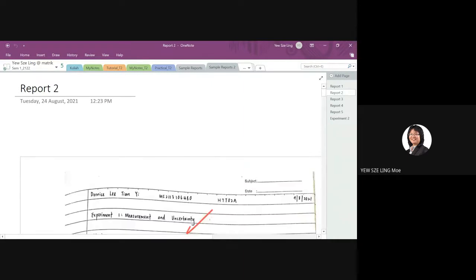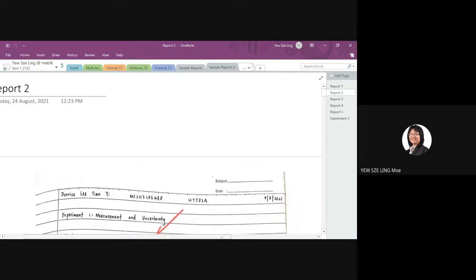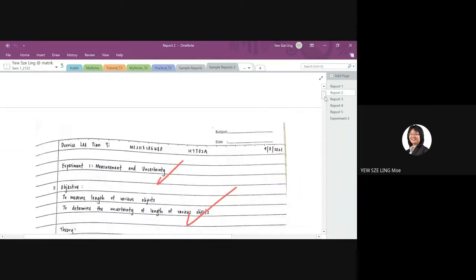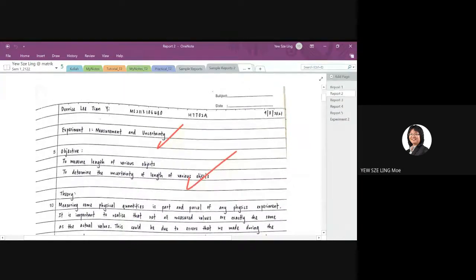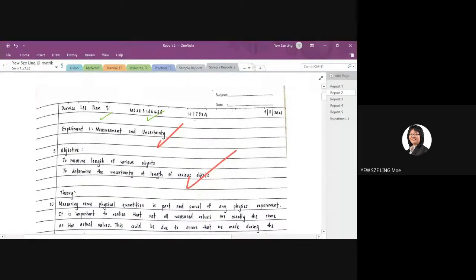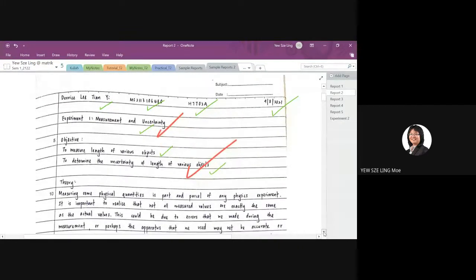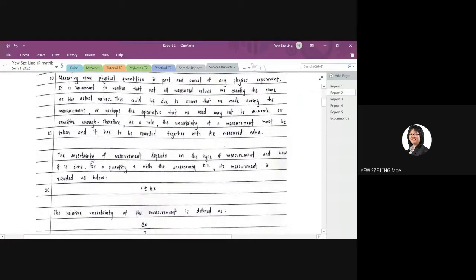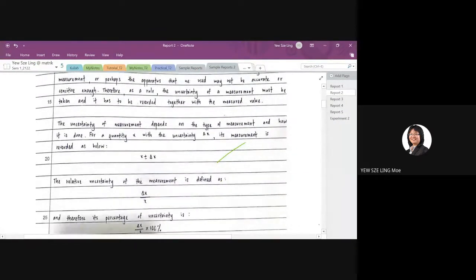So the second report, now this is a very good lab report. First of all, it has name, matrix number, class, and also date, which is very good. And then it has the title and objective, and both objectives are correct. And then it has a complete theory. So it has all of the equations. Now, theory, you must show it.